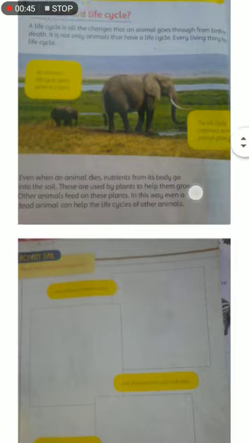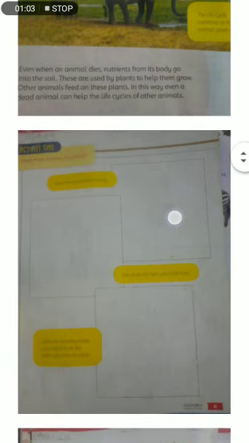Now in the next part we can talk about how a dead animal helps the life cycle of other animals. When an animal dies, the nutrients of its body go into the soil. These are used by plants to help them grow. Other animals feed on these plants. In this way, even a dead animal can help the life cycle of other animals. Now move to the next page.